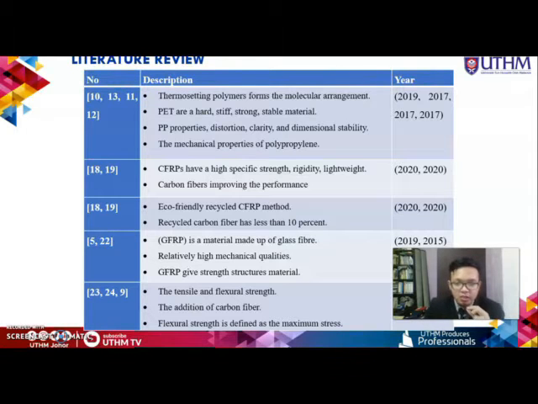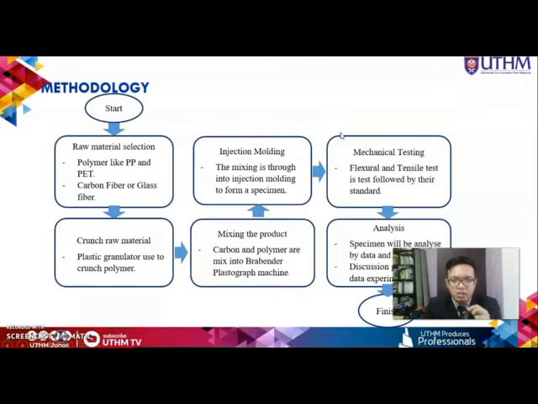GFRP is a material made out of glass fiber. GFRP is glass fiber reinforced polymer, with relatively high mechanical qualities. GFRP gives strength as a structural material. The tensile and flexural strength, the addition of carbon fiber. Flexural strength is defined as the maximum stress.